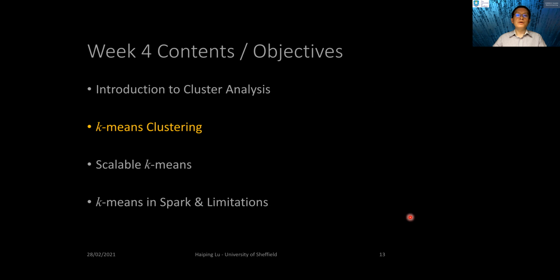So that gives you a high-level view of clustering and different types of clusters. And in the next section, we will look at the most popular clustering algorithm, k-means clustering.